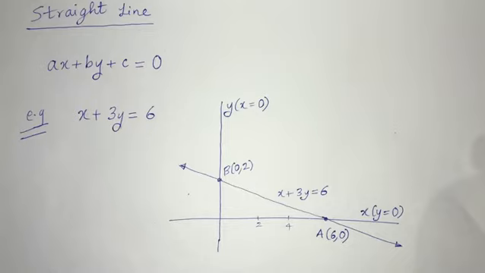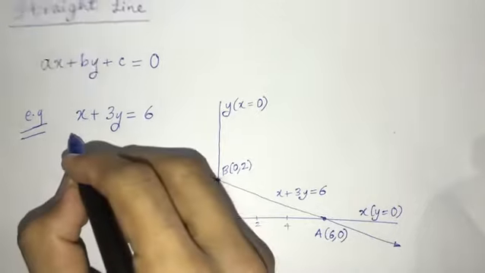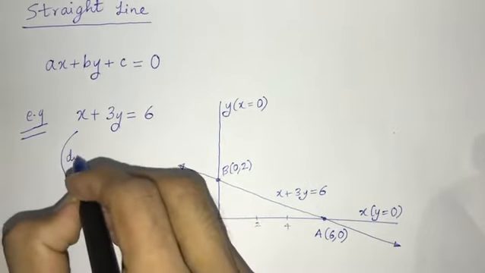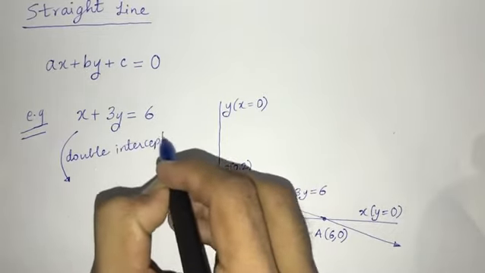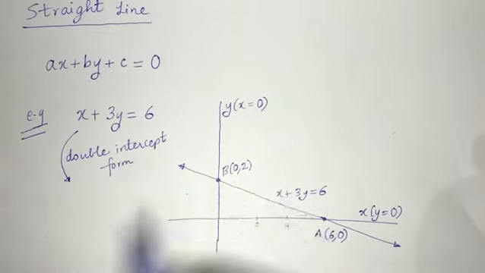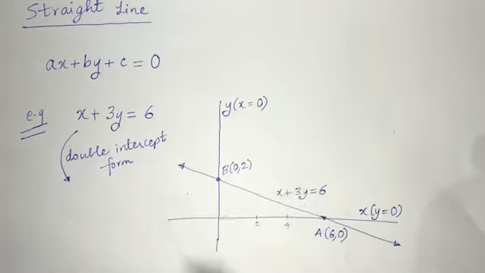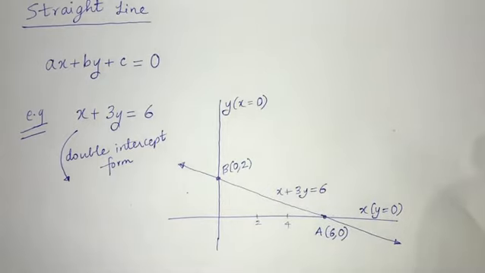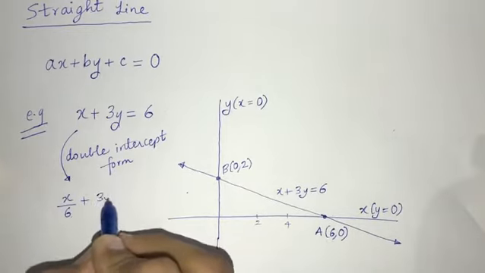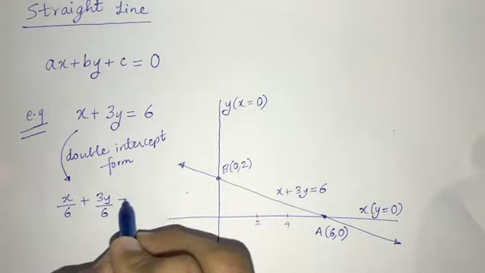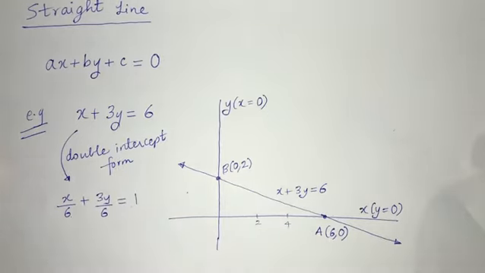The other way of writing this equation is the double intercept form. This is taught in 11th standard straight line. It is taught in some of the schools also. Now what is the double intercept form? You divide both sides by 6 and we get 1 on the right side. Dividing both sides by 6 will give us x by 6 plus y by 2 equal to 1.